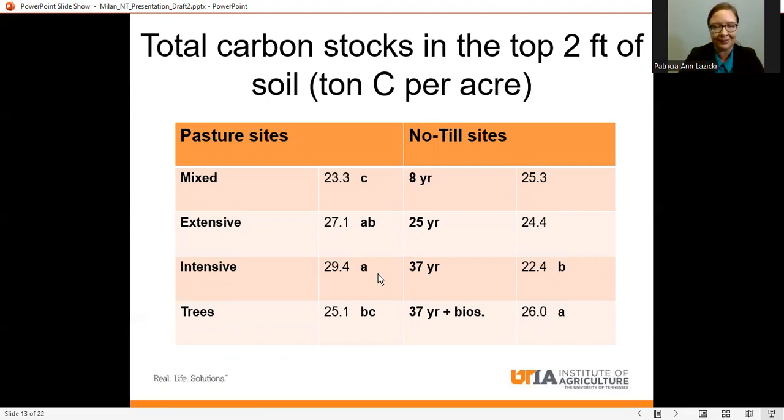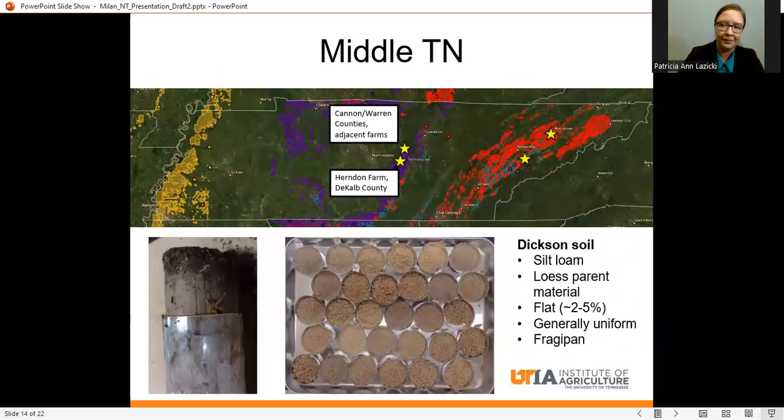So when we look at the total carbon stocks in the top 2 feet, here at the pasture site, the intensive rotational has the highest, and it's not significantly different than the extensive rotational, but they're both higher than that mixed hay system, and the trees are intermediate. The no-till sites, interestingly, the only significant difference that we saw was between the 2 long-term sites, the one that got the biosolids and the one that didn't. That 8 year site had a pretty high carbon in the subsoil, and the losses in the topsoil were enough that they made the differences not significant with that long-term no-till.